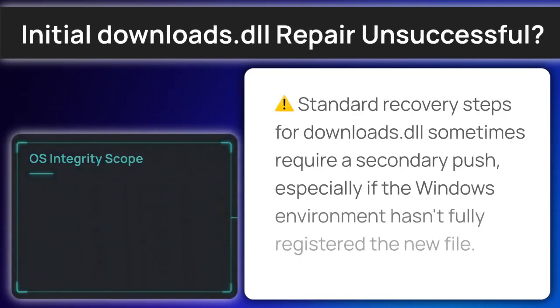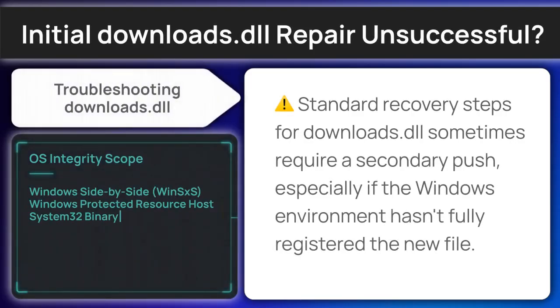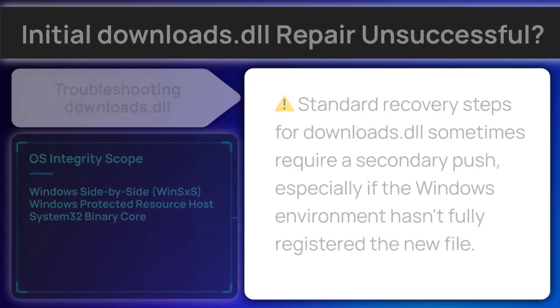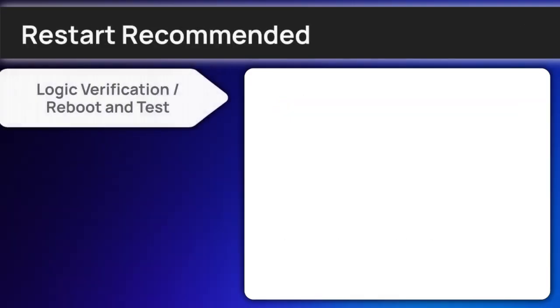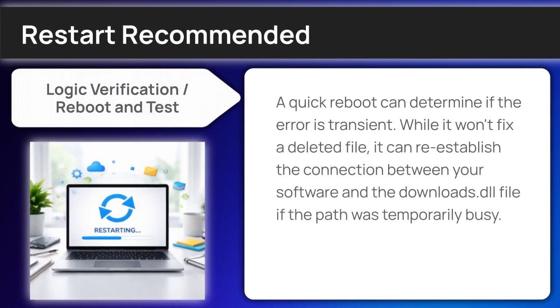If you're still finding yourself stuck after the reinstall, our next priority is to check for any active blocks in the system path. A quick reboot can determine if the error is transient. While it won't fix a deleted file, it can re-establish the connection between your software and the Downloads module file if the path was temporarily busy.